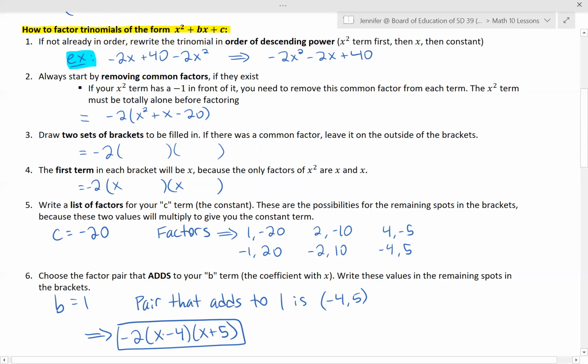It doesn't actually matter what order. I could have done +5, -4. That's okay. You get the same thing.